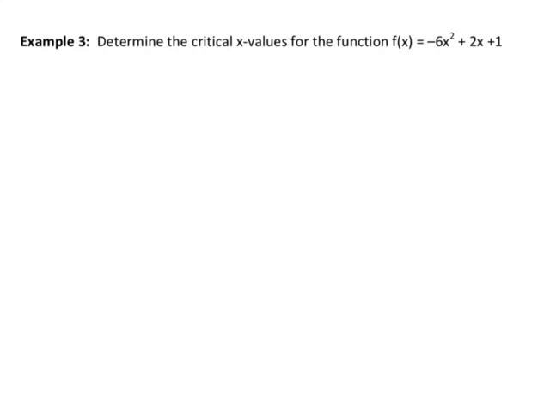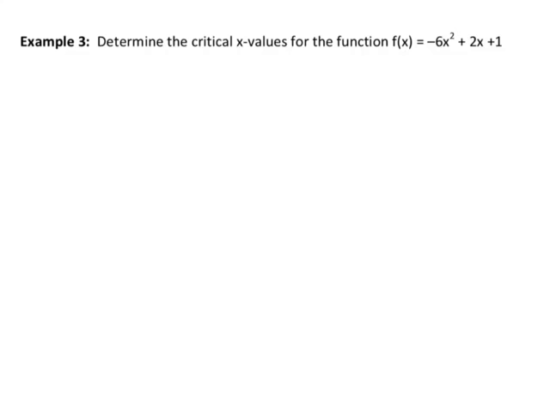In this example, we're asked to determine the critical x values for the function f of x equals negative 6x squared plus 2x plus 1. Well, let's look at this. This is a polynomial, and we had some conditions that needed to be met for critical values. The first was that the function needed to be defined at the critical value, and the other was that either the derivative equaled 0 or the derivative did not exist. That's how you'd have a critical value.